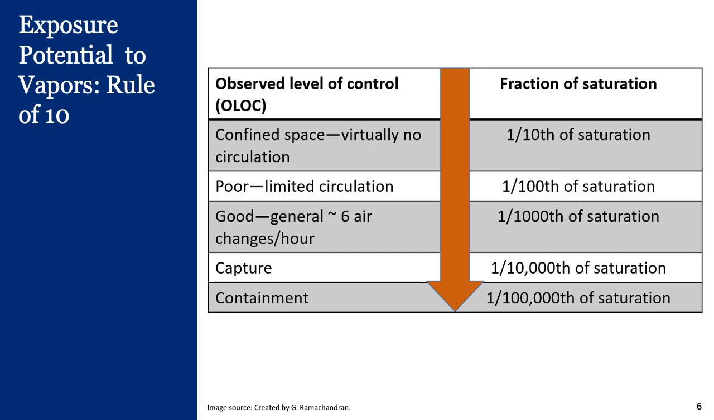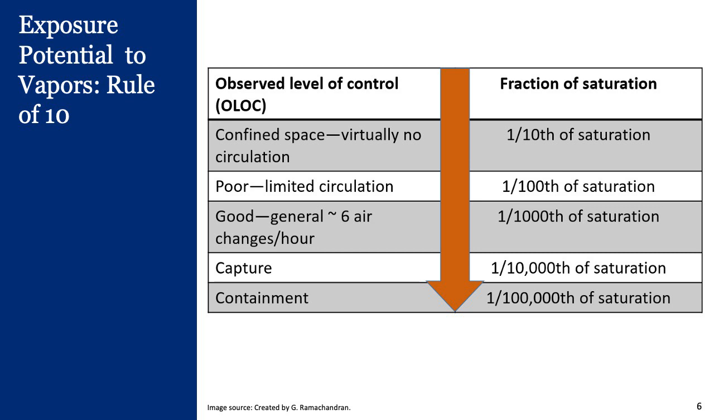If we have good ventilation, meaning there is general ventilation and we have roughly 6 air changes per hour, then we are at 1/1,000th of saturation concentration. So that's the type of setting that you find in many workplaces, many office settings, 5 to 6 air changes per hour.